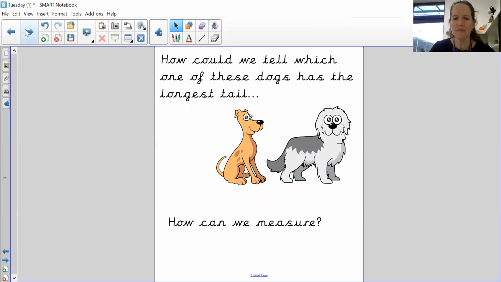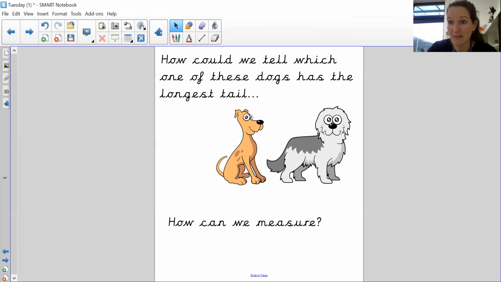Well done. So I've got a question here. How can we tell which of these dogs has the longest tail? How can we tell? How can we measure it? So if I look at this picture, I can't tell just by looking.